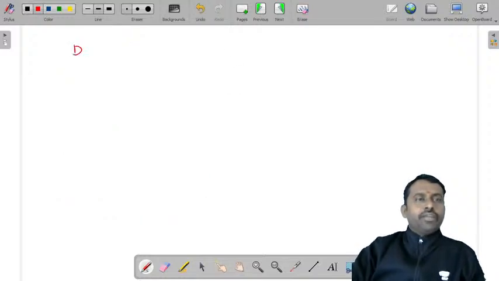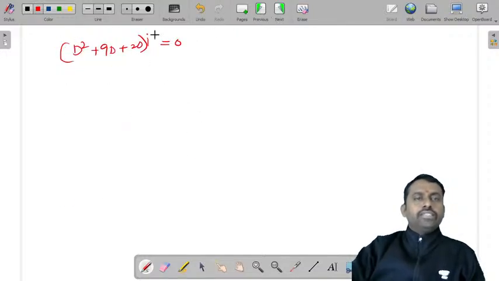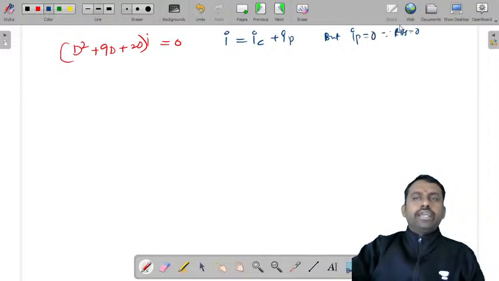So this is (D square plus 9D plus 20) into I, so 20 into I is equal to 0. You don't have an I_P. I is equal to I_C plus I_P, but I_P is equal to 0 since the RHS is 0. Directly you can write it. So I is equal to only I_C.